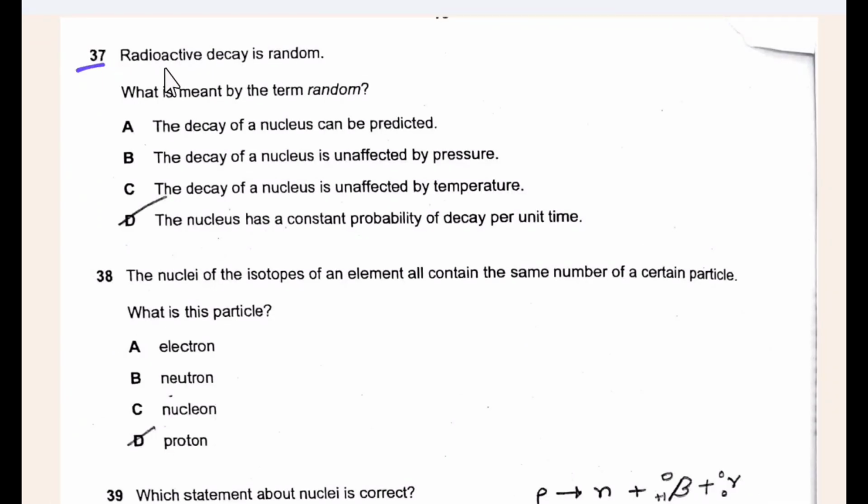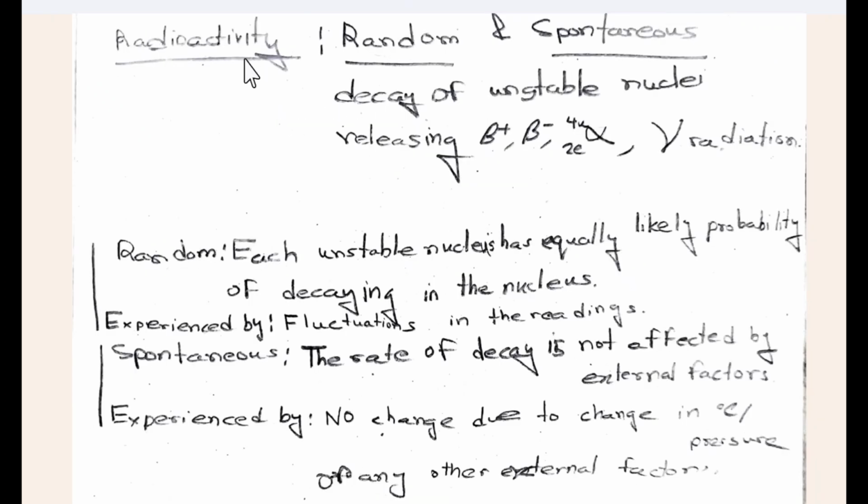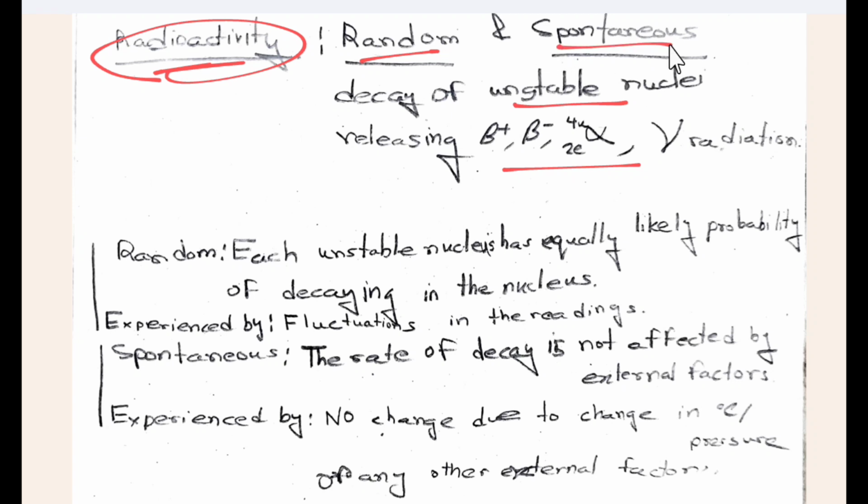Number 37. Radioactive decay is random. What is meant by the term random? So before discussing what is random, first of all, radioactivity is basically the decay of unstable nucleus to form a stable nucleus by emitting these radiations. So unstable nucleus decays to form a stable nucleus is called radioactivity, and radioactivity can be random and spontaneous.